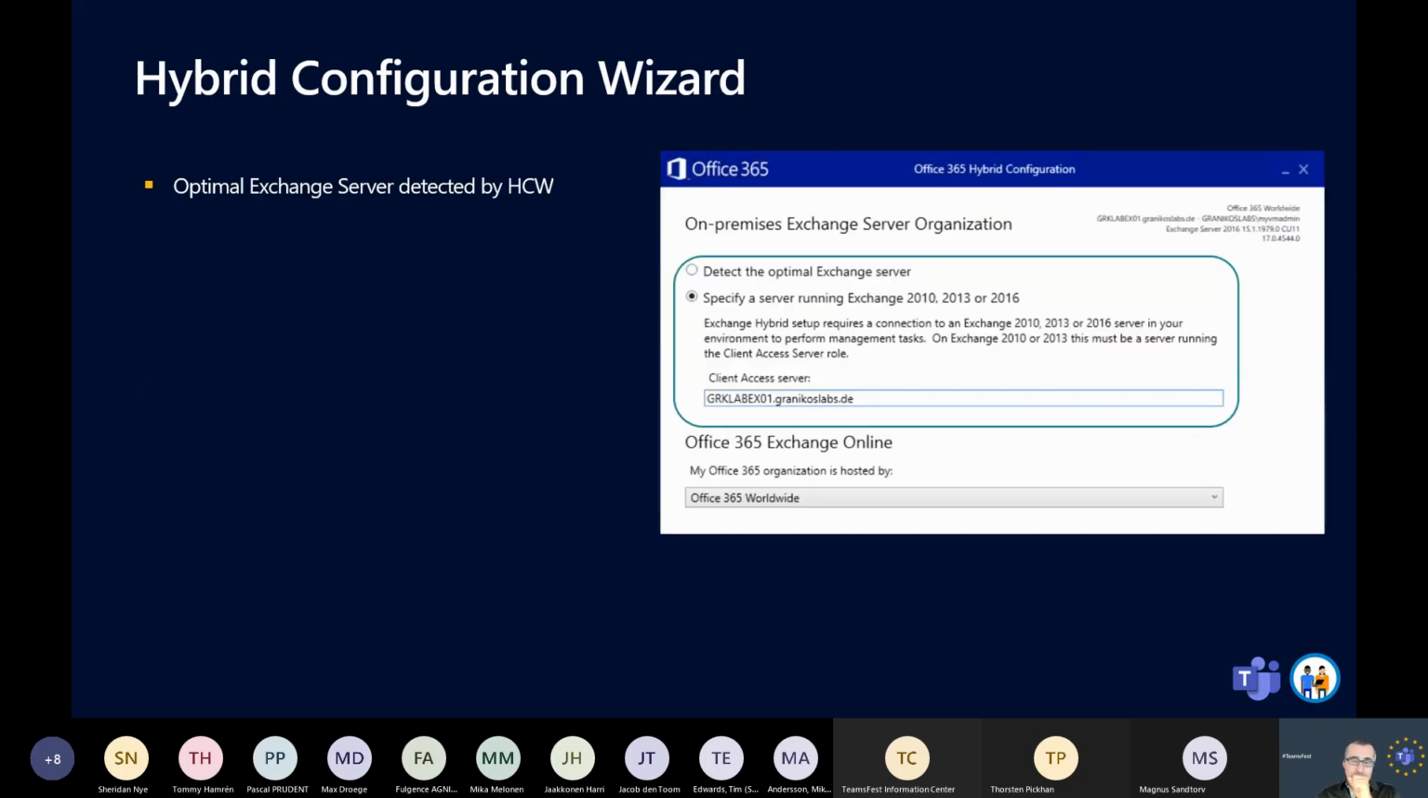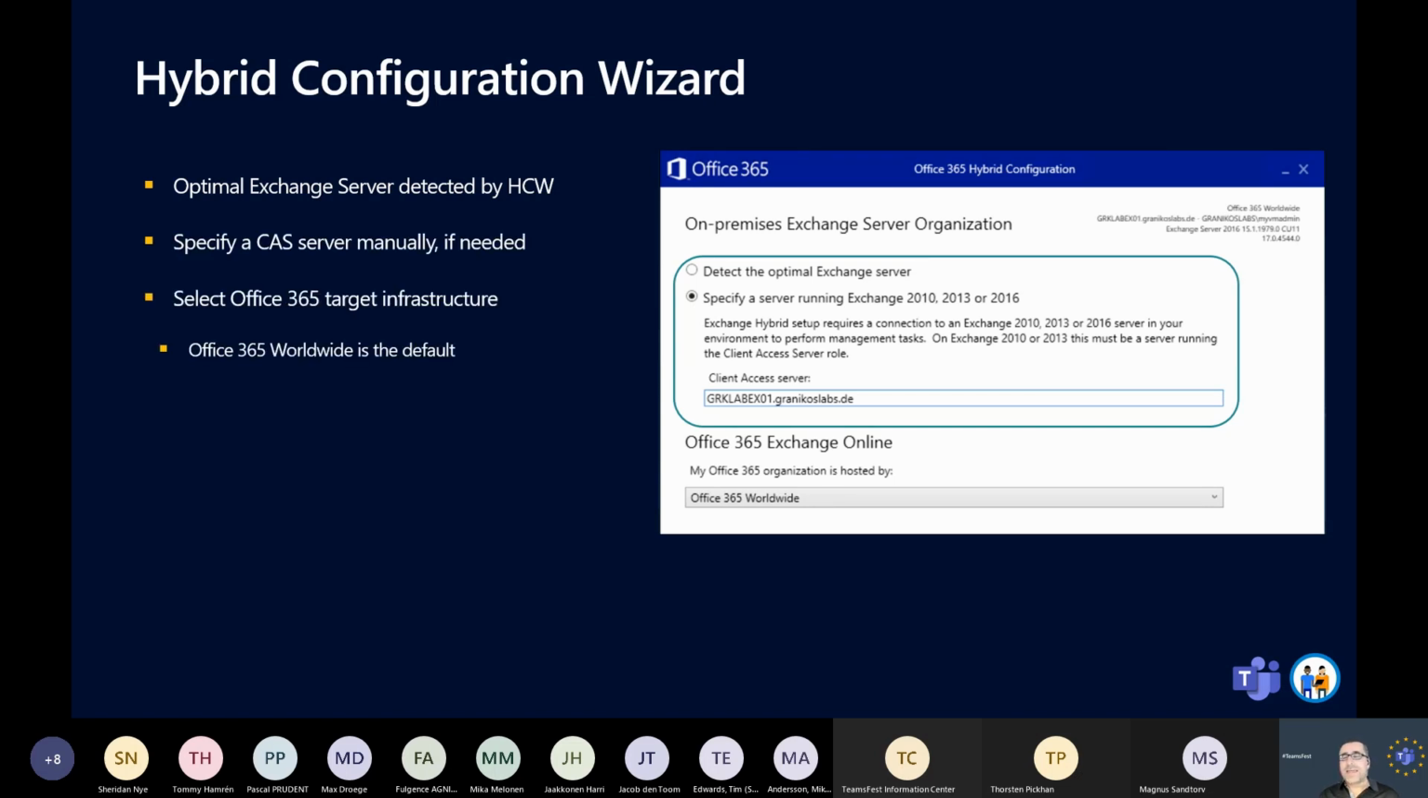So, quick run through. You must ensure that the HCW can connect to an internal Exchange server for configuration purposes. This is the configuration endpoint. If for any reason you cannot complete the hybrid configuration wizard, this is not much of an issue. Just fix the issue and run the HCW again. You can run the HCW as often as you like. You can select the optimal server, or a manual server.